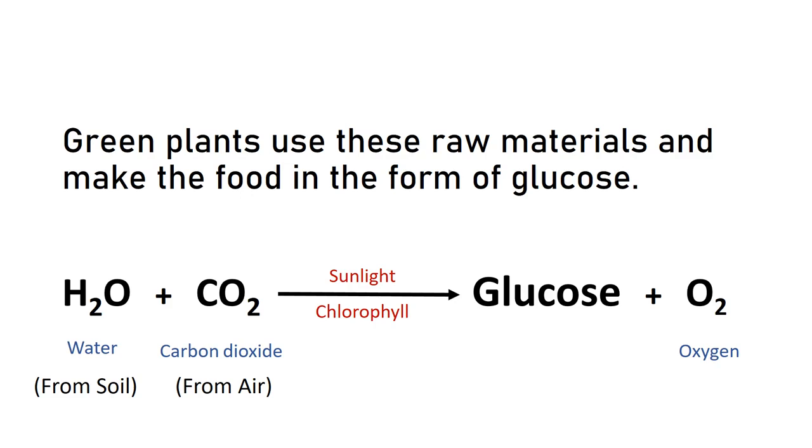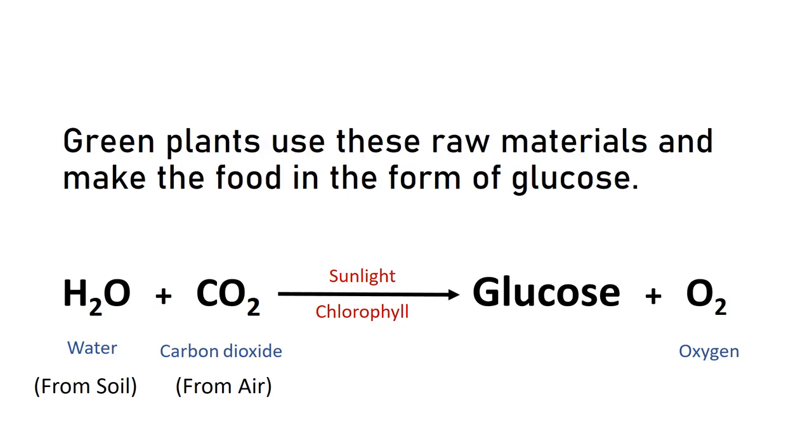Thus, the process by which green plants make their food from carbon dioxide and water using energy from the sun and release oxygen is called photosynthesis. Chemically, this reaction can be represented by an equation in which we are using the formulas to represent these raw materials.